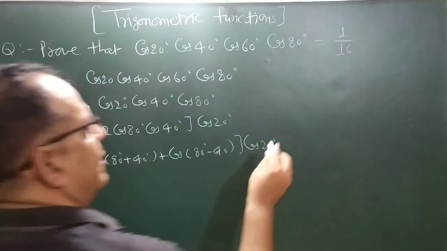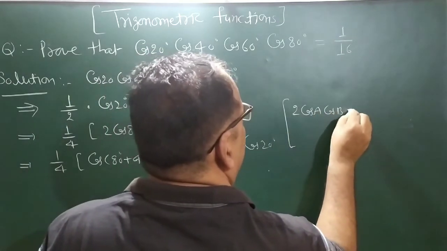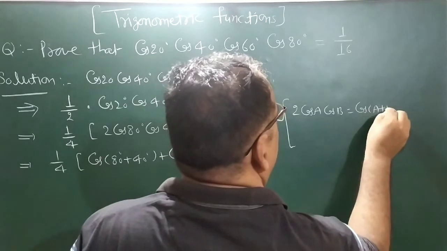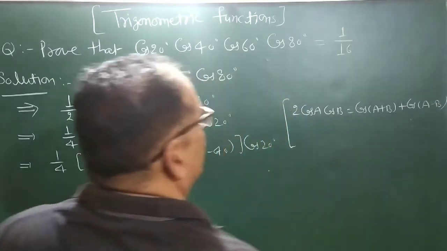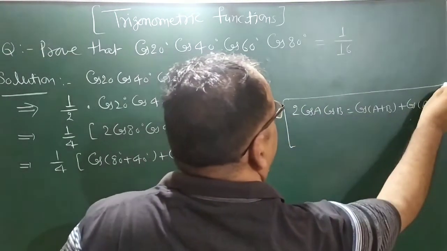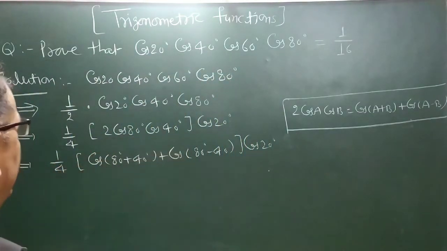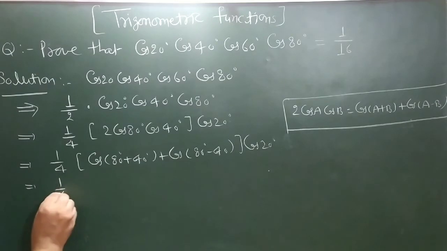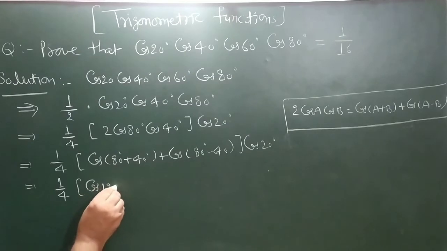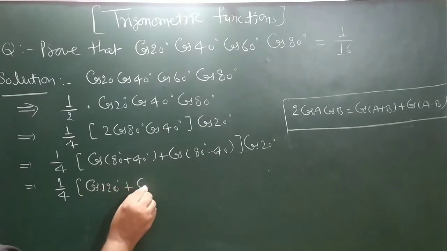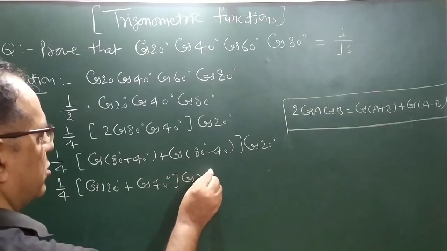In this step we apply the identity 2 cos A cos B is equal to cos A plus B plus cos A minus B. So here we apply this important identity. So 2 cos A cos B here. So in next step, this becomes 1 upon 4 cos 120 degree plus cos 40 degree, outside the bracket cos 20 degree.